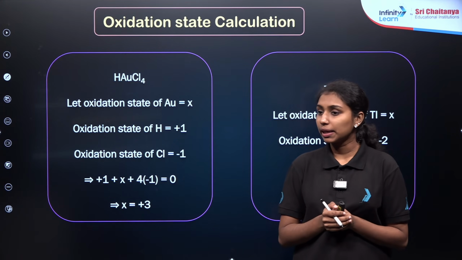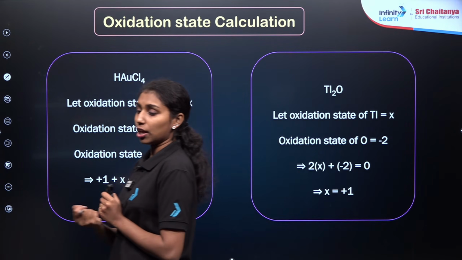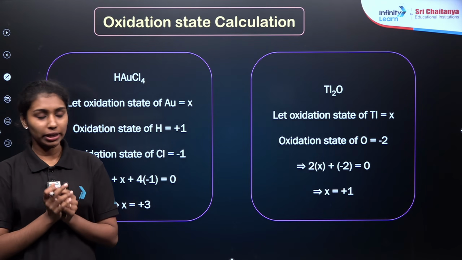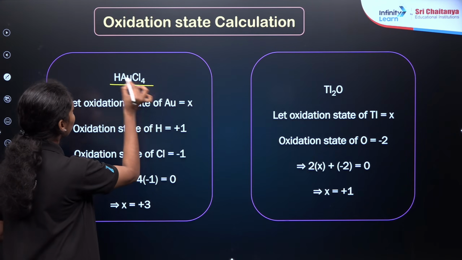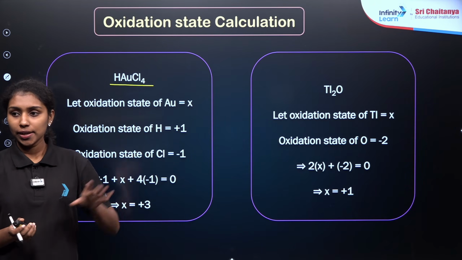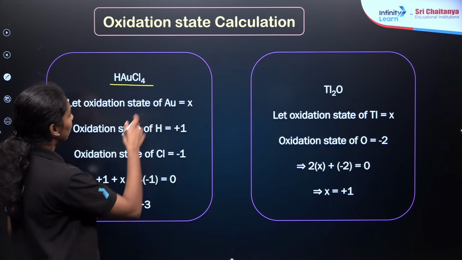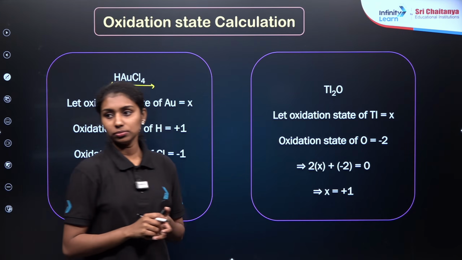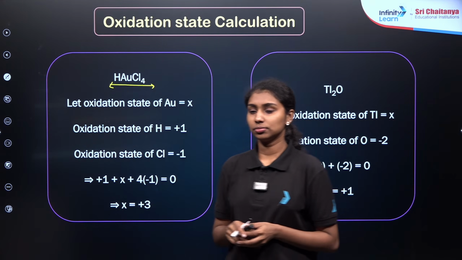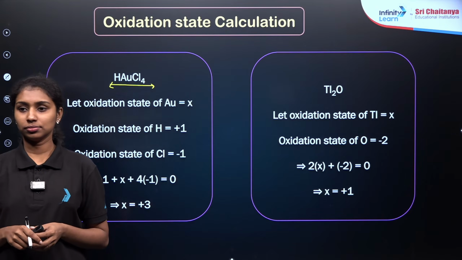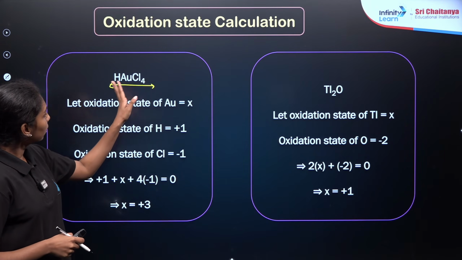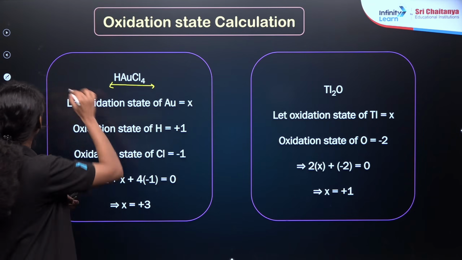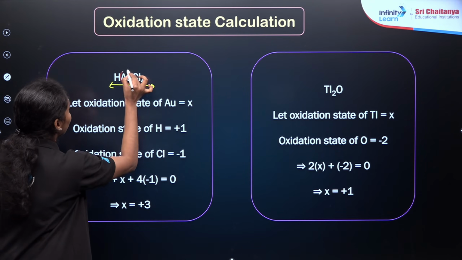Now we are going to explain the oxidation state, right? How we can calculate the oxidation state of a particular element given in a compound, right? So for example, I am taking HAuCl4, right? So which are the atoms or elements given here? Hydrogen, gold and chlorine, right? Au stands for gold here. So we need to identify the oxidation state of gold given here.